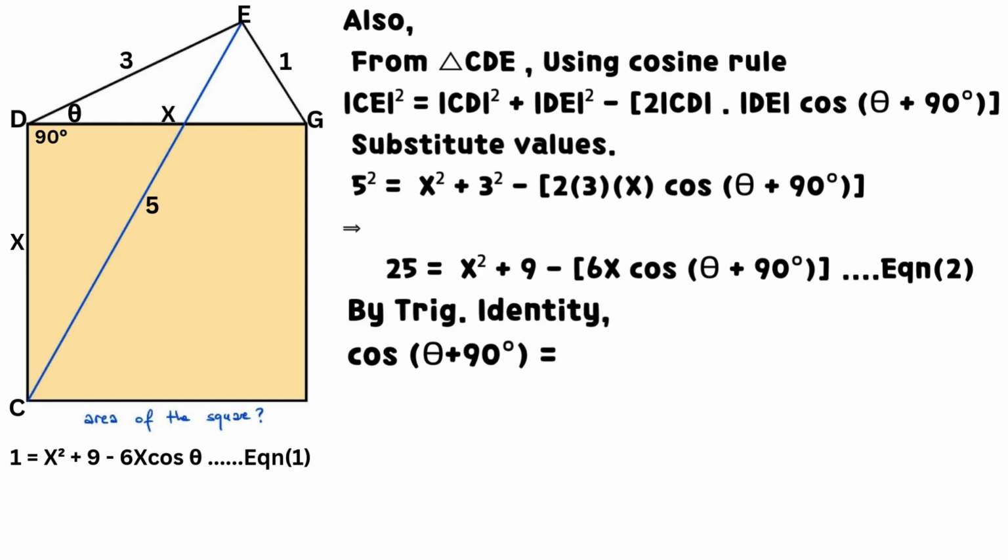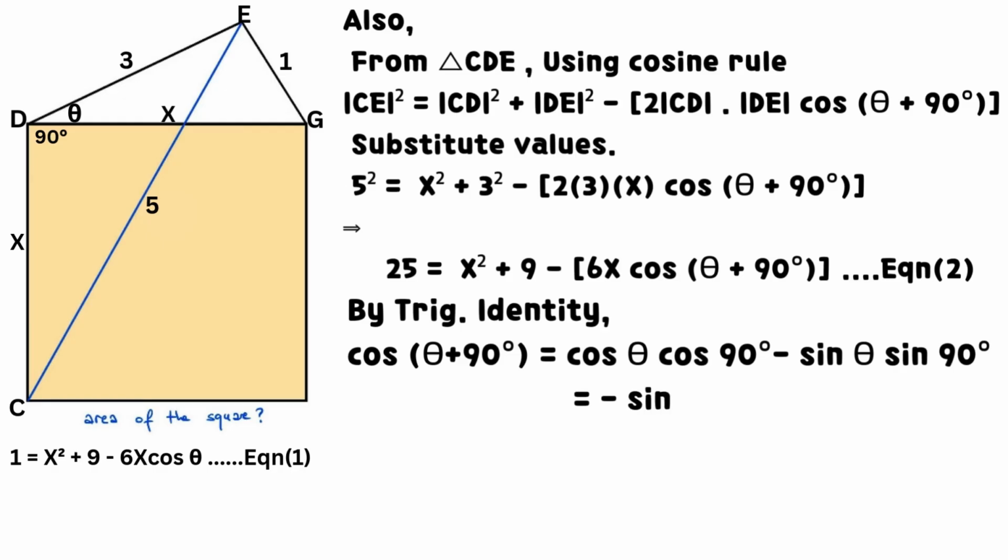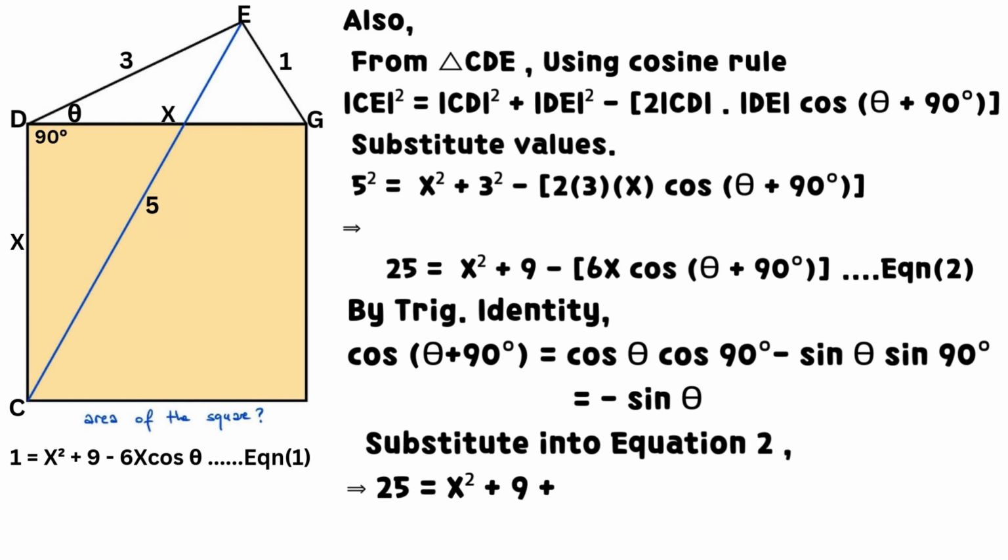By trigonometric identity, cosine of theta plus 90 degrees equals cosine theta times cosine 90 degrees minus sine theta times sine 90 degrees, which equals negative sine theta. Substitute into equation 2. It implies that 25 equals the sum of the square of x and 9 plus 6 times x multiplied by sine theta. We call it equation 3.